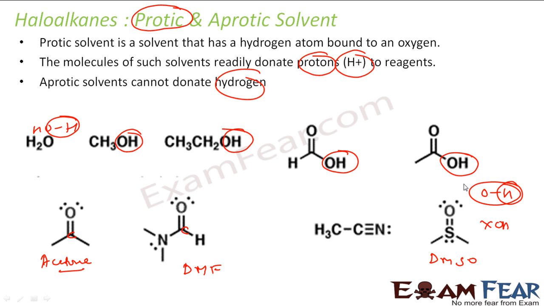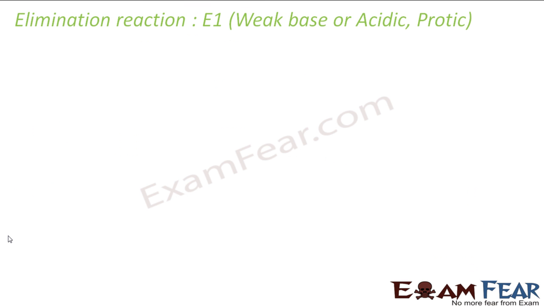And this plays a critical role in the reactions, right? The same reaction, the same substrate, the same reagent with aprotic and protic solvent behave differently, because H plus ion has a very critical role in organic reactions, and that's why we are stressing on protic and aprotic solvents. So let's start the first kind of reaction, that is the E1 reaction.